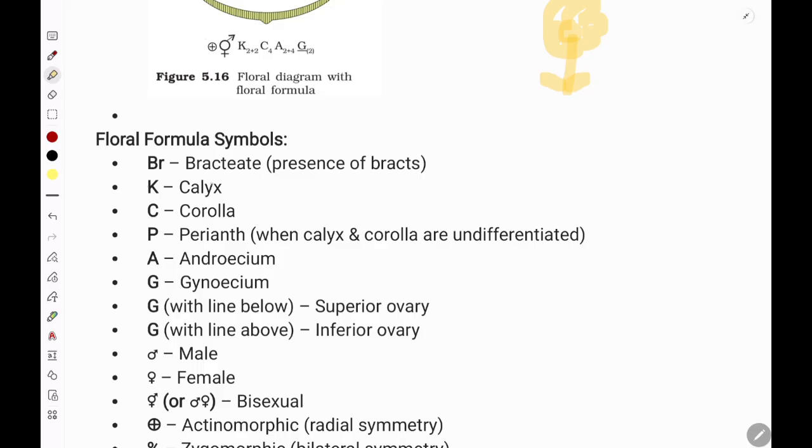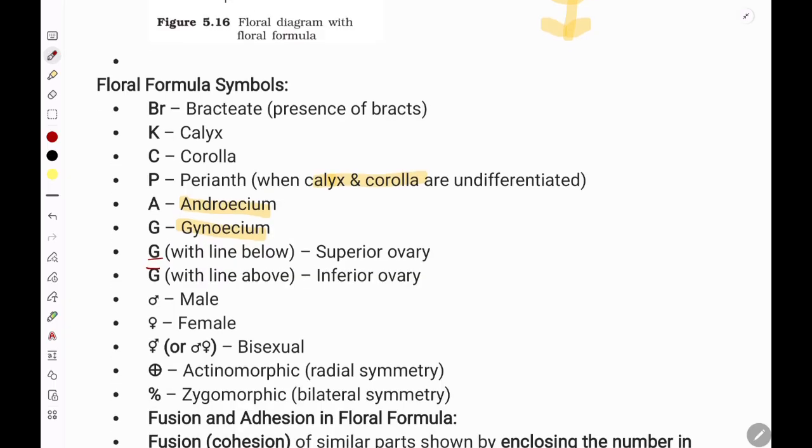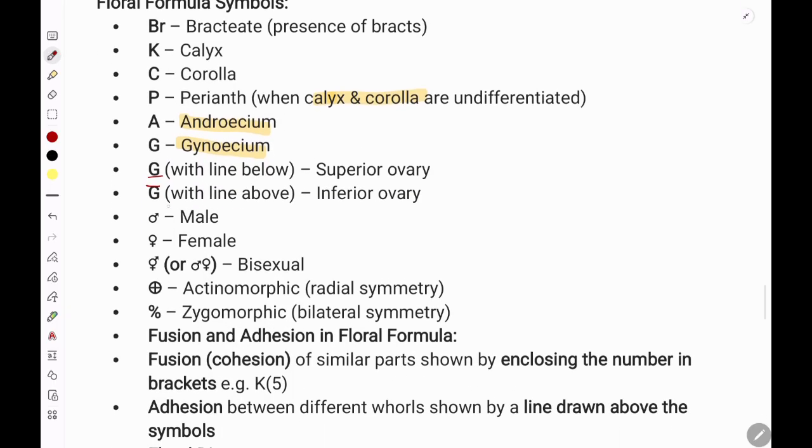K stands for calyx, C stands for corolla, P for perianth. When calyx and corolla are fused together, they are not differentiated enough. A stands for androecium, G stands for gynoecium. If there is a line below G, then the ovary is superior. If there is a line above G, the ovary is inferior.